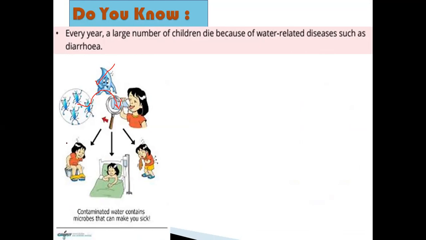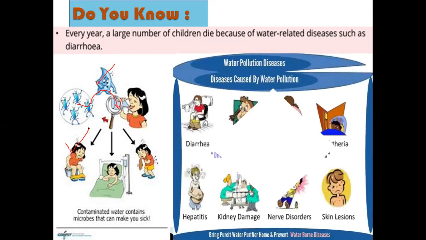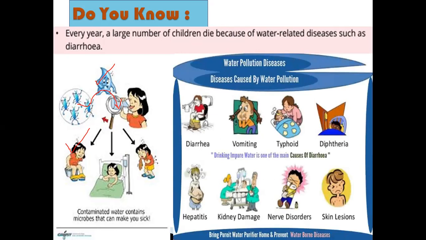So there is vomiting, there is diarrhea. Diarrhea means loose motion again and again. The person has to go to the toilet repeatedly. So this is a very big problem. If we see, there are some other diseases caused by water pollution: diarrhea, which we have discussed, vomiting, typhoid with high fever, and diphtheria. In kids, diarrhea is a very, very common problem.